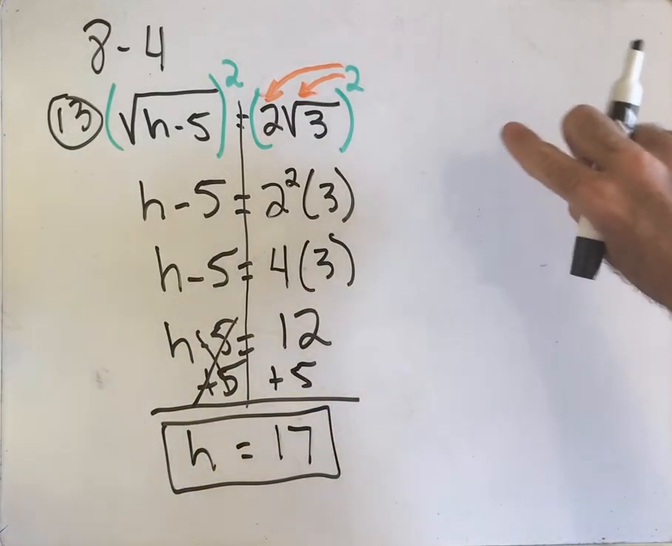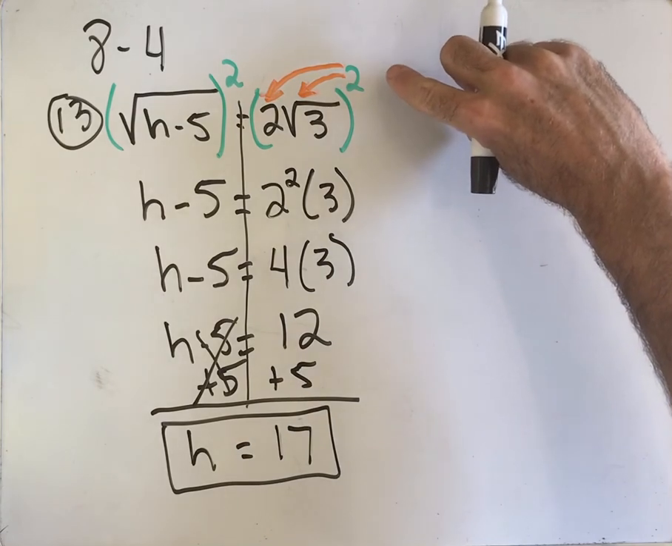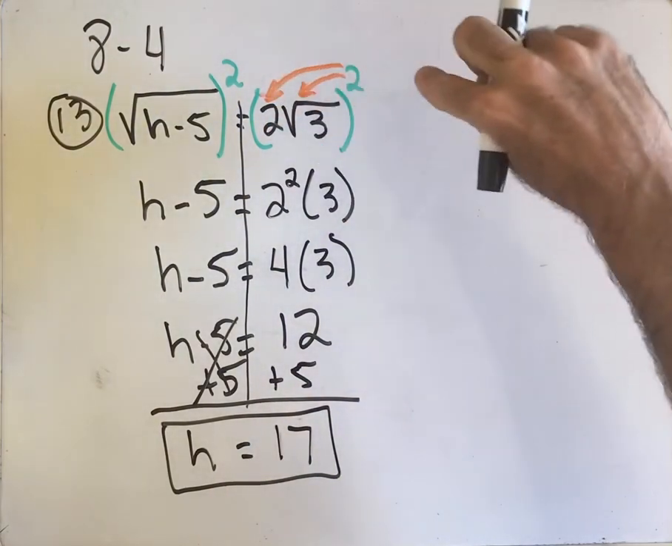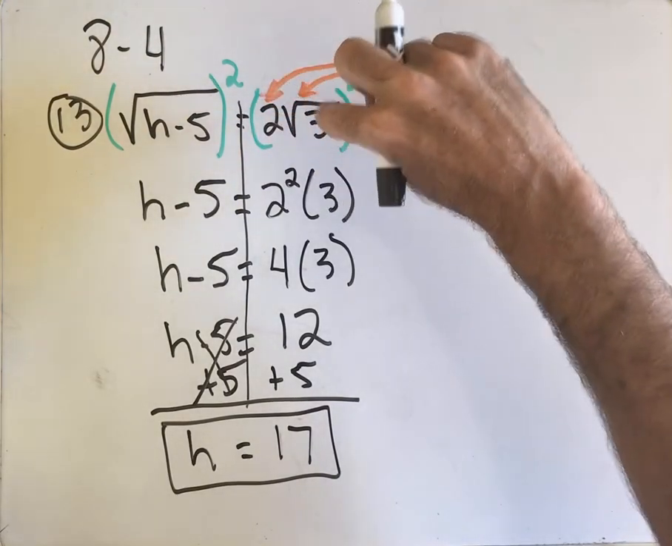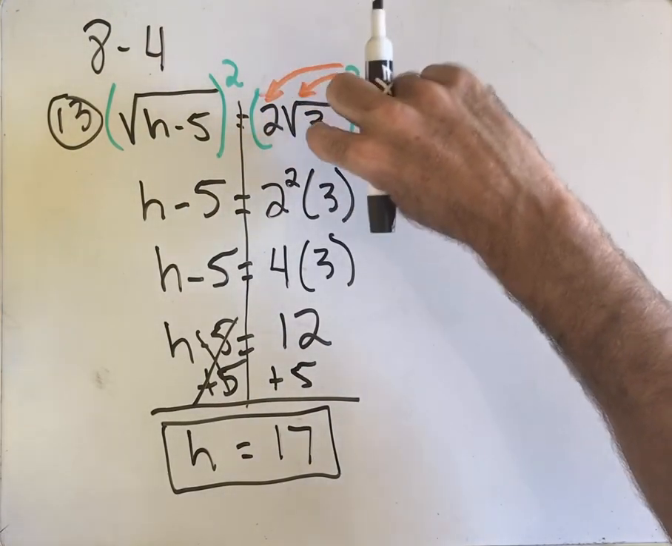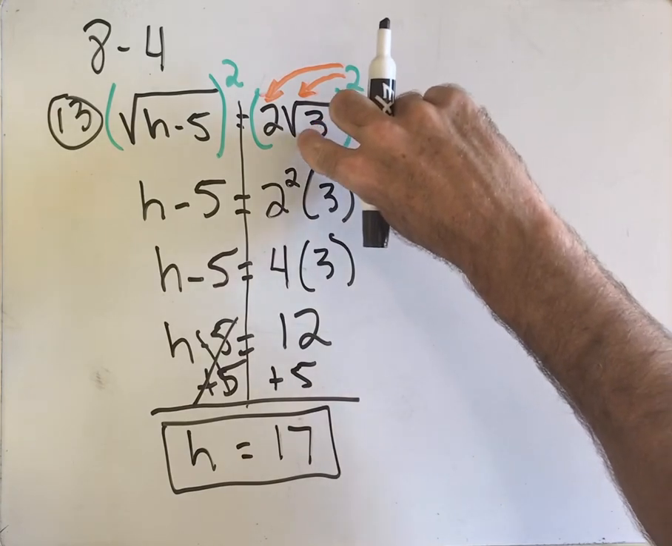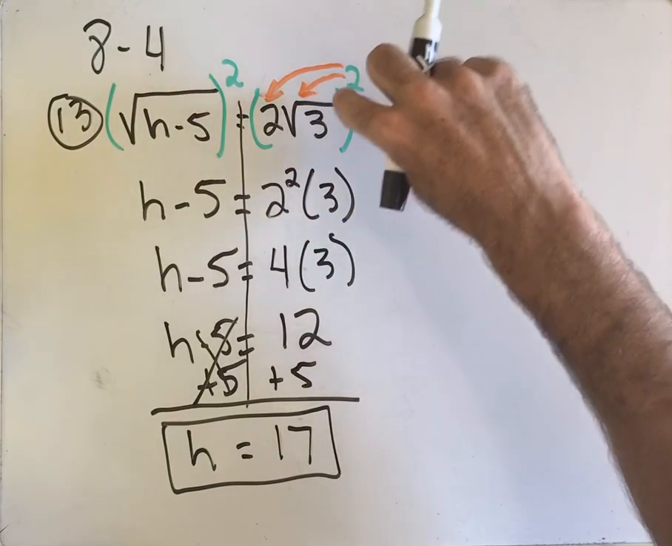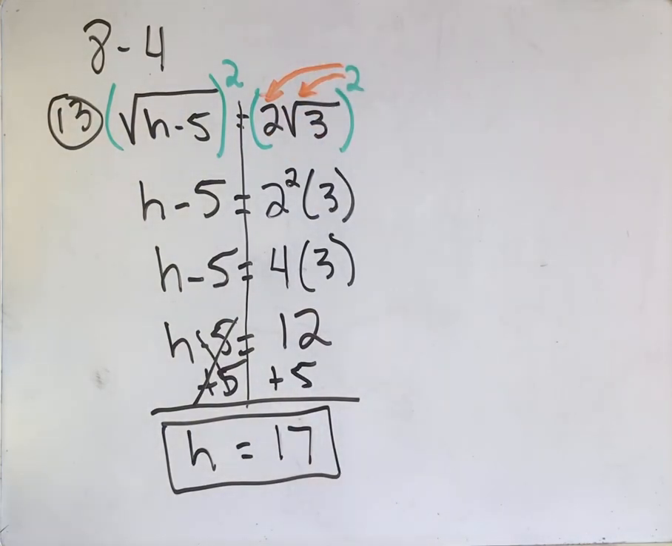Just remember, just like with the power rule when we did our exponents, this power on the outside applies to each individual thing on the inside. This looks like one term, and it's one term, but there's really two separate things going on here. There's the square root of 3, and there's also the fact that that's being multiplied by 2. So this squared symbol applies to both. And that's how you do 8-4, number 13.